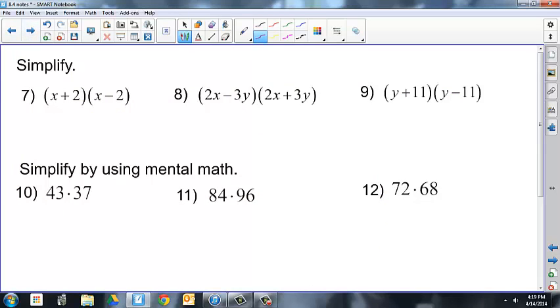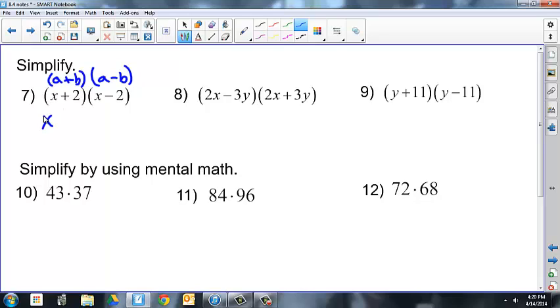Now we're looking at sums and differences. So on number 7, we see x plus 2 times x minus 2. Now this is the second variety that we looked at earlier, a plus b times a minus b. Now this is actually one of my favorite types of things to do with factoring because, or I should say multiplication, it's the opposite of factoring.